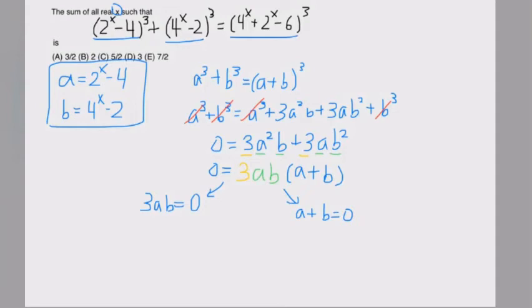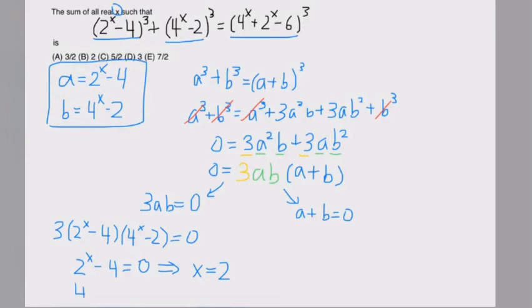Okay, so on the left side we have this times this equals 0. And then we know that either 2^x - 4 = 0, in which case 2^x = 4, and therefore x = 2, or 4^x - 2 = 0, in which case 4^x = 2, and then x = 1/2. So now we already have 2 possible values for x.